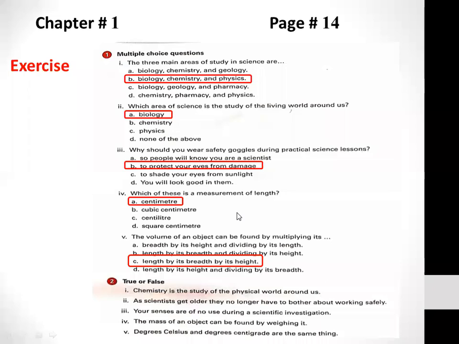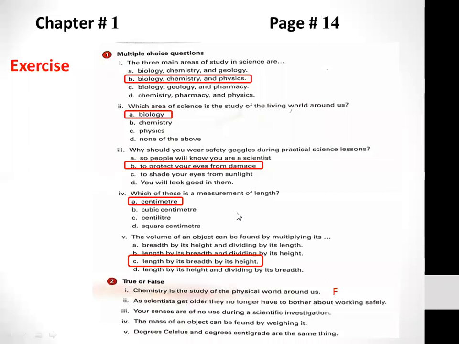The first statement is: chemistry is the study of the physical world around us. So it's a false statement, because physics is the study of the physical world around us. I'm sorry, once again, physics is the study of the physical world around us.